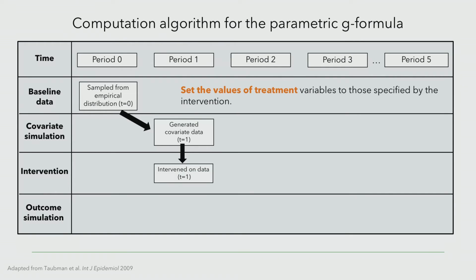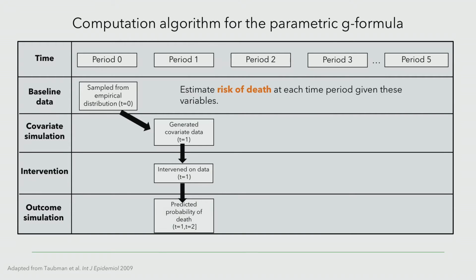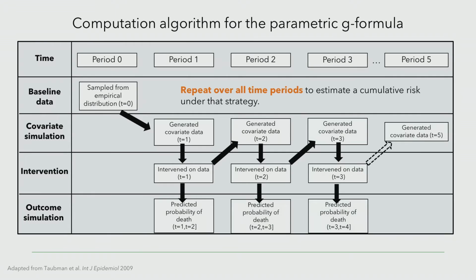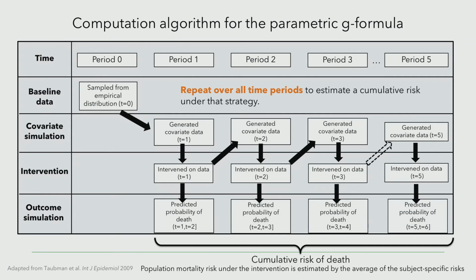Then what we do is we force the level of the intervention variable to be whatever was specified by that intervention strategy. And then we estimate the risk of the outcome at each time period given these variables. Again, using the parametric regression model for the outcome now. And so we repeat this over all time periods to estimate a cumulative risk under that strategy, which is taken as the average of the subject-specific risks. So this is kind of under the hood what's going on with this method.